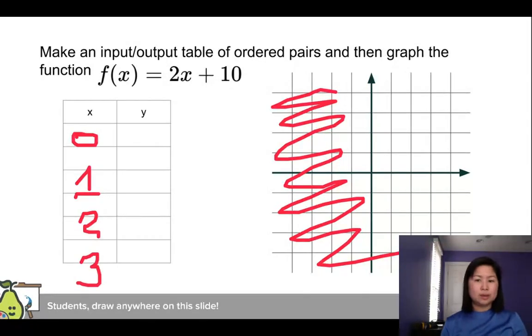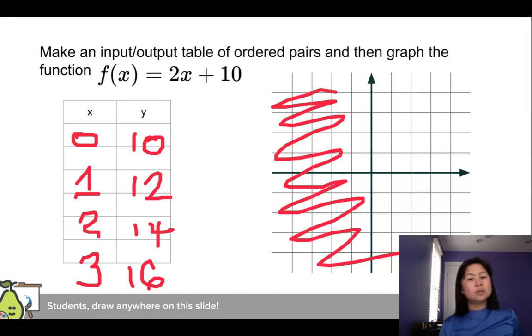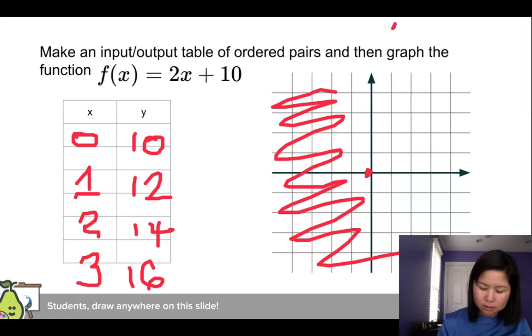I can do that. So when you plug in the 0, that gives you 10. You plug in the 1, it gives you 12, 14, 16. So basically, you know it's going to increase by 2. Then we can do it at 0, and 1 is at 10, so it should be all the way up here. So you can start graphing this line.